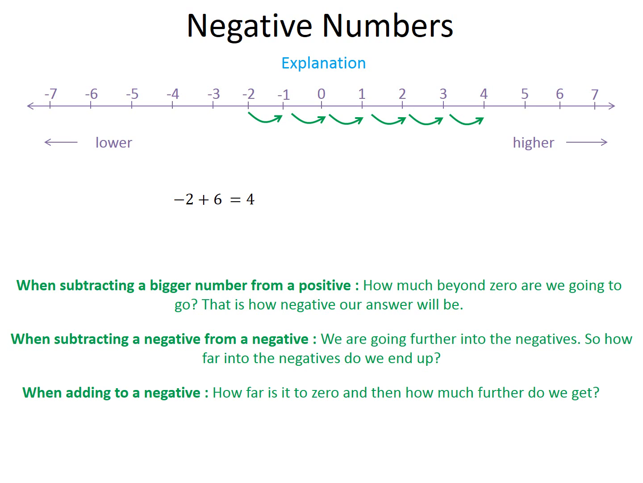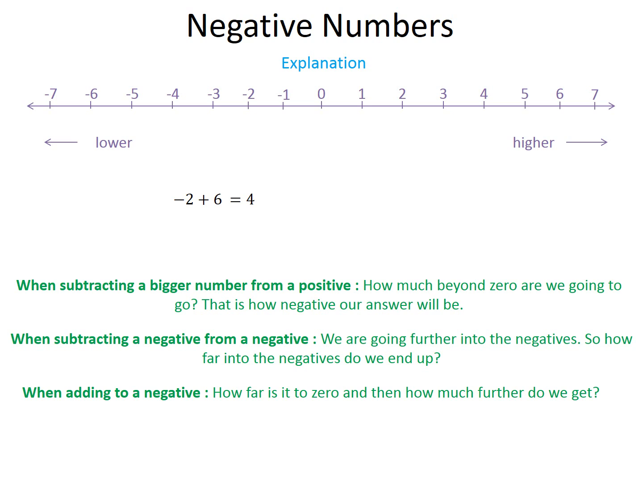and so that's why it's 4. So if we're adding to a negative, we've got to think, how far is it to 0? It's going to be basically this number here, the 2 in this case. How far is it to the 0? And then, what's left over? How much further do we get after the 0 once I've already used 2 of whatever I'm adding? And that's how I know I end up at 4.